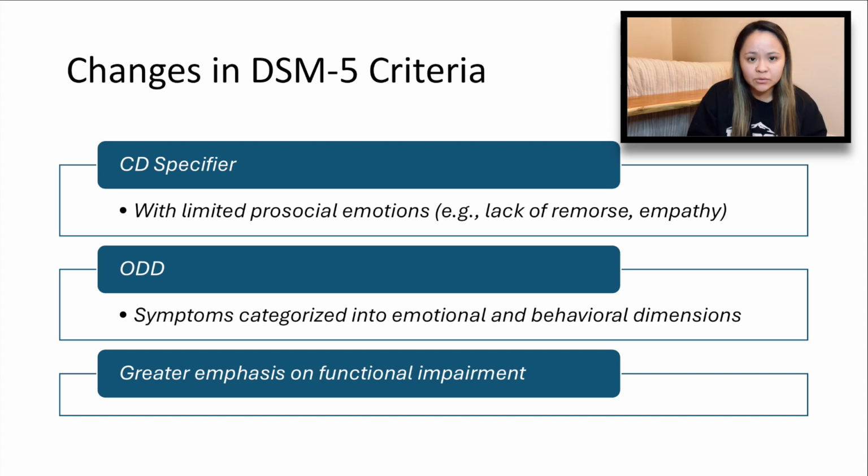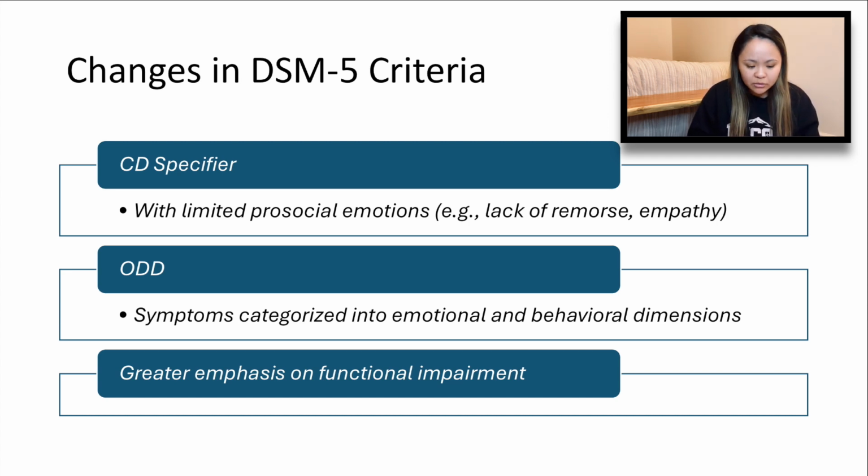One change with conduct disorder is that there is a new specifier: with limited pro-social emotions. So they lack remorse, they lack empathy, and they aren't really able to express those types of feelings. Like if they caused physical harm to somebody, they have a nonchalant attitude. They don't feel bad for hurting them, they don't feel guilty for it, and they don't think what they were doing was bad.